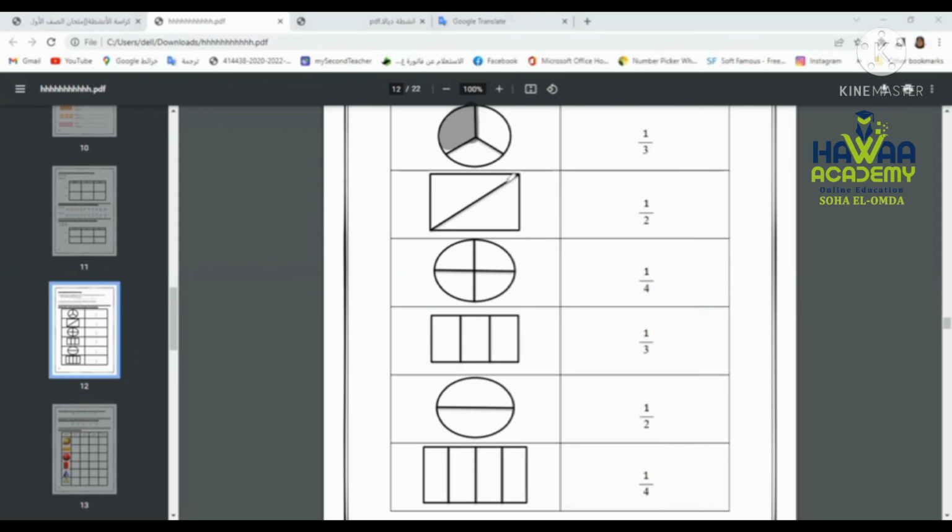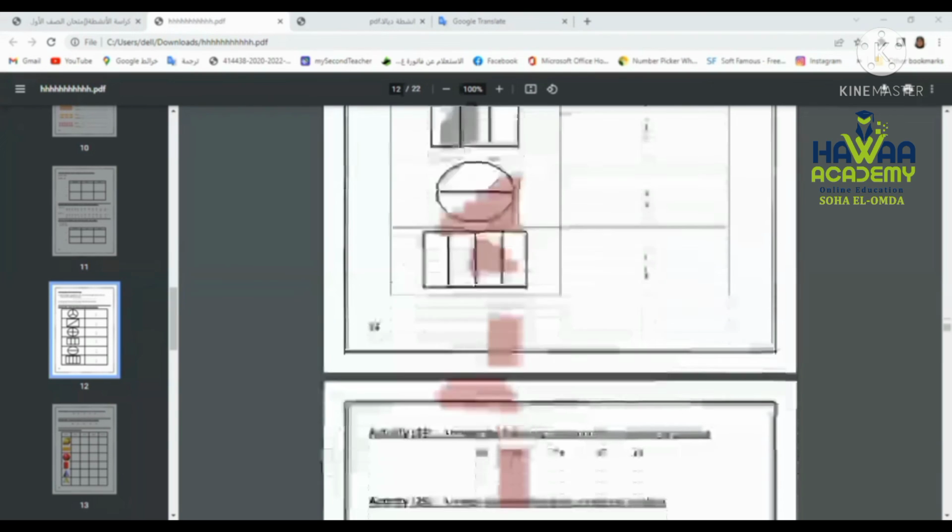And here we want to color 1/2. Here we go. What about 1/4? And another 1/3. Any third will be correct. Any half will be correct. Any quarter will be correct. So it's fine to color a different one from me. Just 1 part will be enough. And now the last question, which is 1/4. Very, very great.